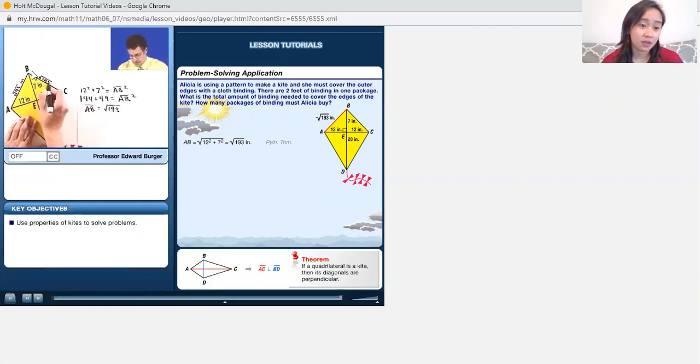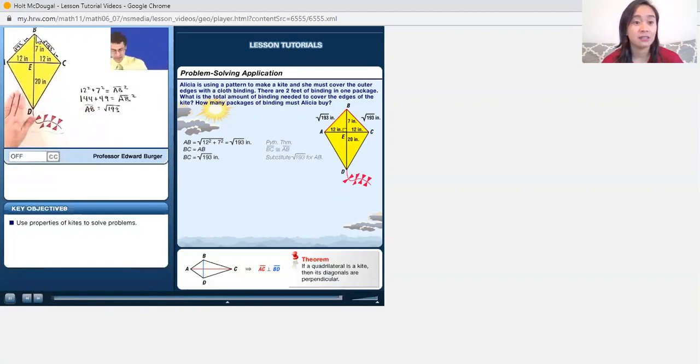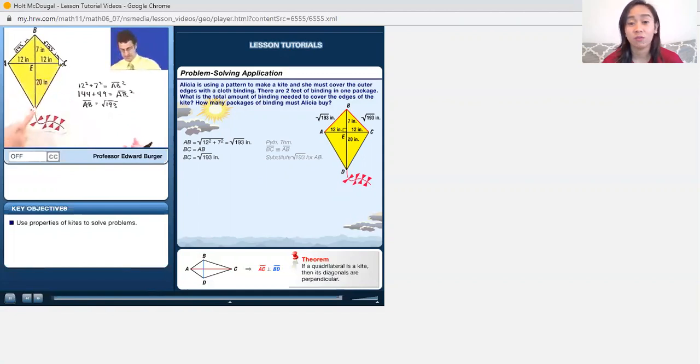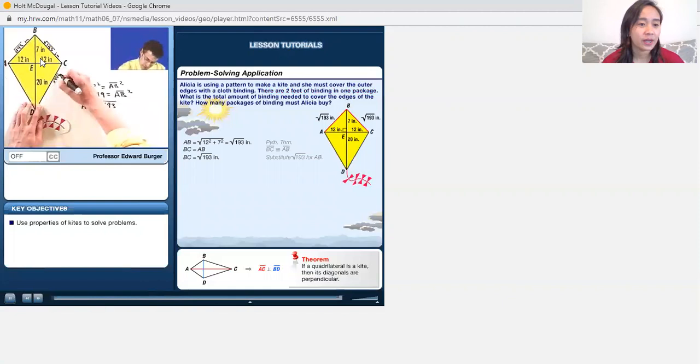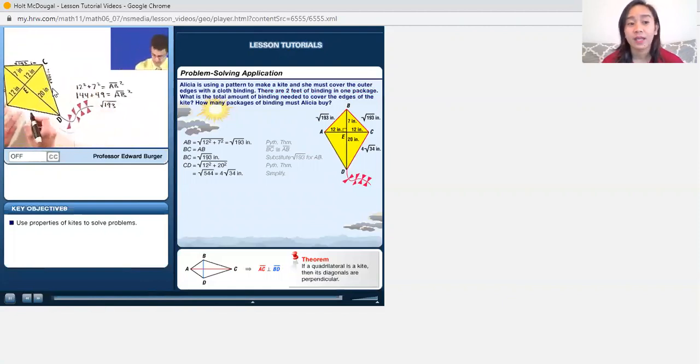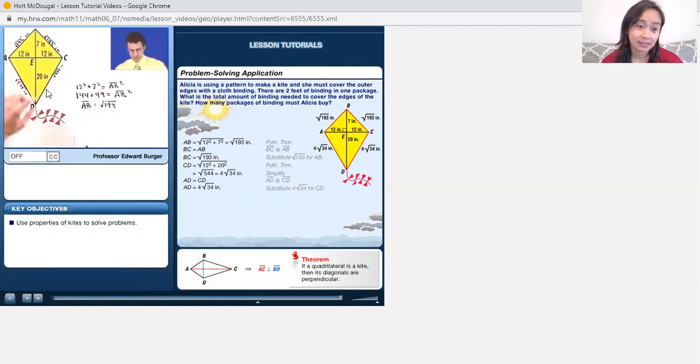So that's the same with the other side, because they are adjacent sides, next to each other, so they should be the same. Now let's find this length, the bottom part. So that's 20 and then 12. So still the same, that's a right triangle. So you have to find this hypotenuse, or CD. So 20 squared plus 12 squared, that's 544. And then to find that side, that's the square root of 544.